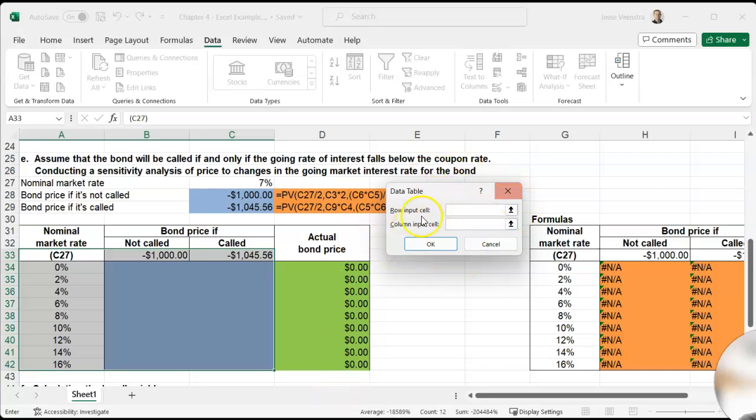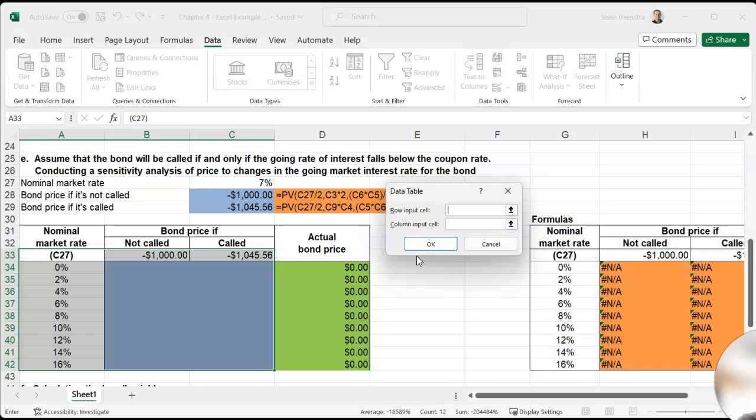Now, this little box pops up and it says row input cell, column input cell. So what variable are we changing in our formula? What are we trying to adjust? What are we testing the sensitivity of? And the answer there is we are testing how things change relative to the interest rate, or the nominal market rate.